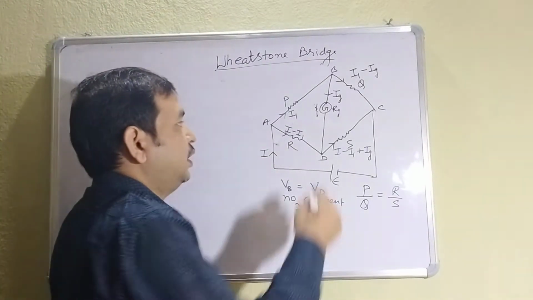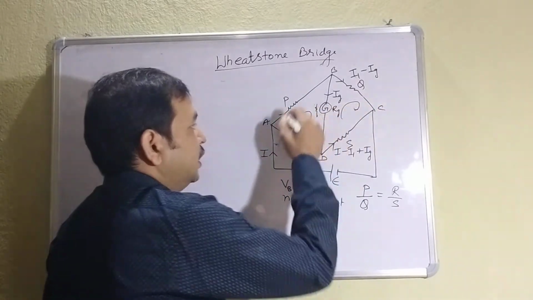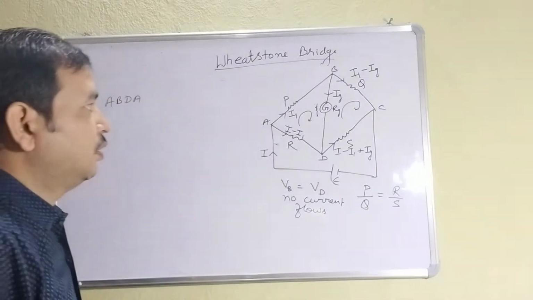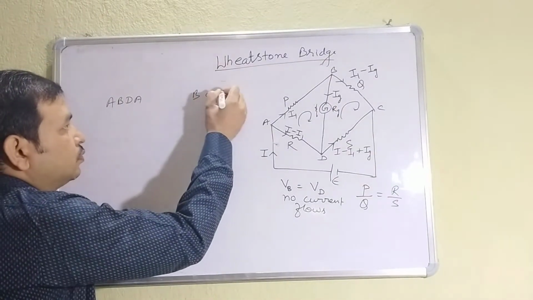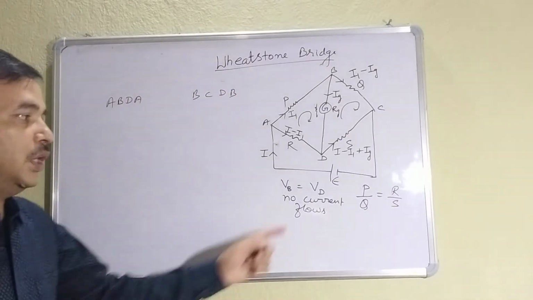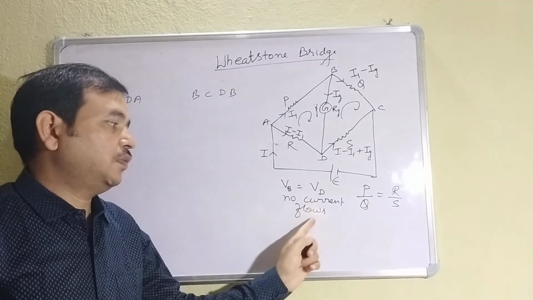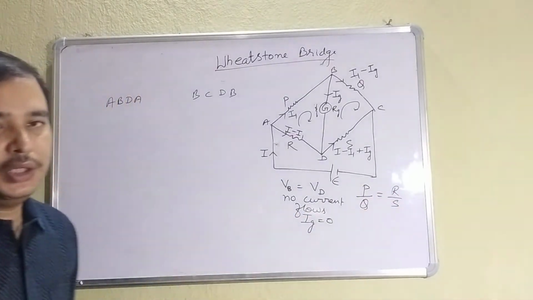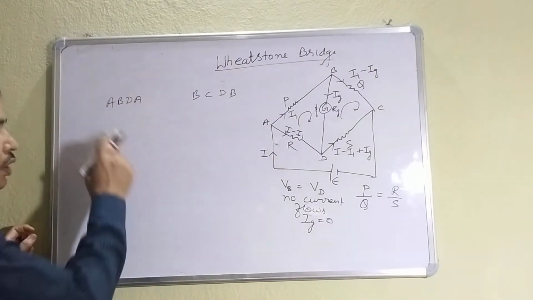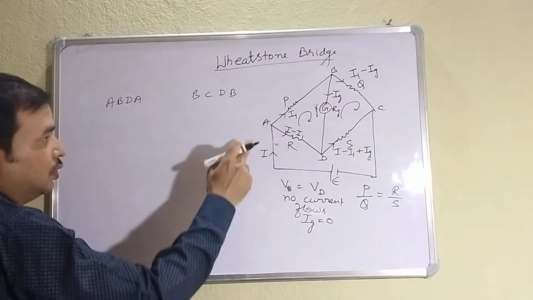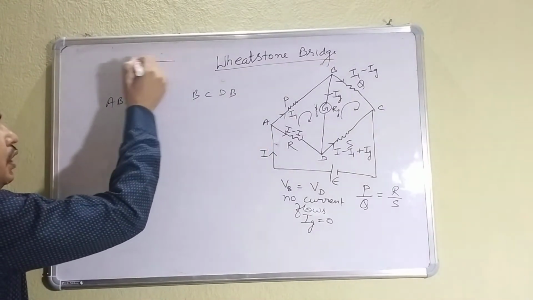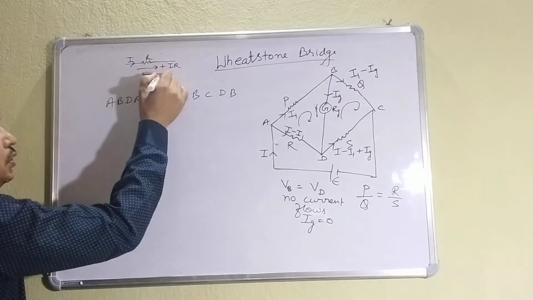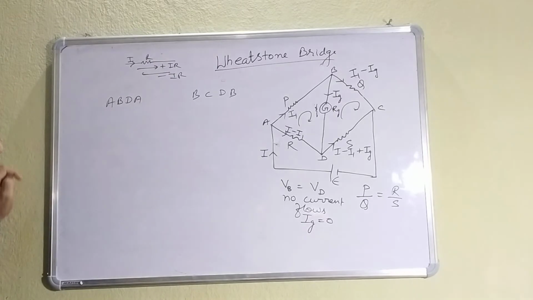Okay. Now let us take two loops in clockwise direction, ABDA and second BCDB. We will take these two loops to prove the condition that in balanced condition, when no current flows through the galvanometer, means Ig is 0, then this will be the condition in the balanced state. Okay, in ABDA, in the direction of current when we are going, you have to take plus IR, and when you are going opposite to the direction, you have to take minus IR.